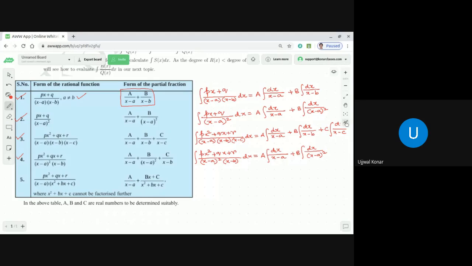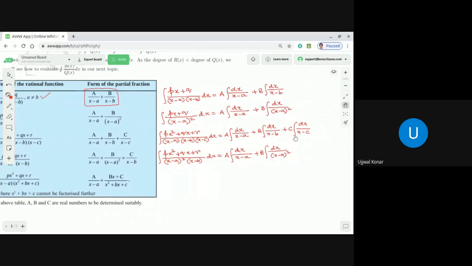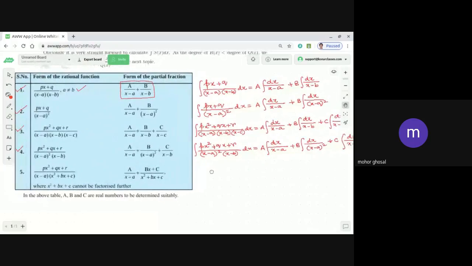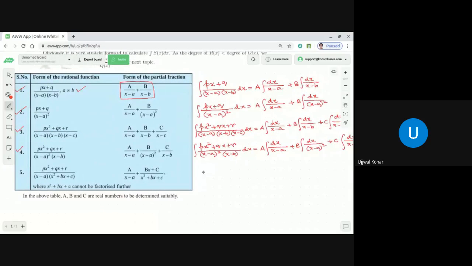And capital C outside, integration dx by x minus b. Correct or not? Yes. Now comes the right hand side integration. I hope I no need to explain because we already explained so many times earlier also and today also.